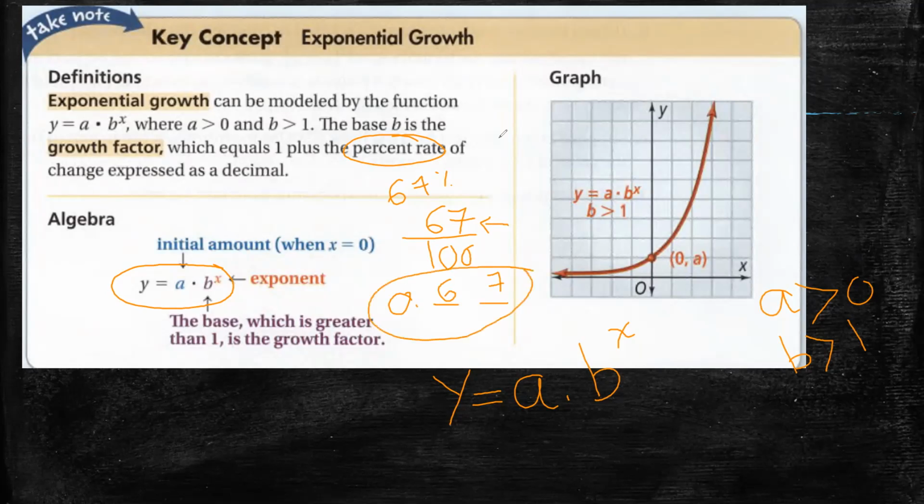Then this percent rate, if I'm talking about growth, I must add 1: 1 plus 0.67, which is 1.67. That's why I told you b must be greater than 1. If you take only 0.67, this will be wrong. It must be greater than 1. In the growth, you will add 1 to it. It will be b equals 1.67, times a, and a will be given, and x will be given. You will find now the y. This is for the growth.